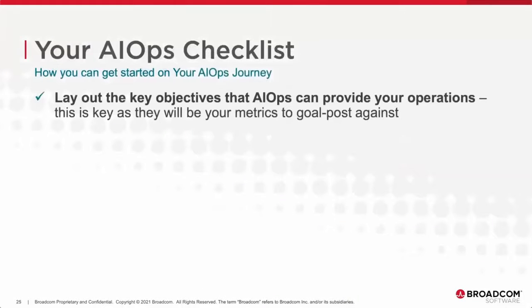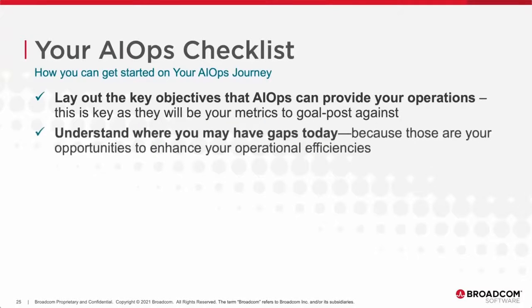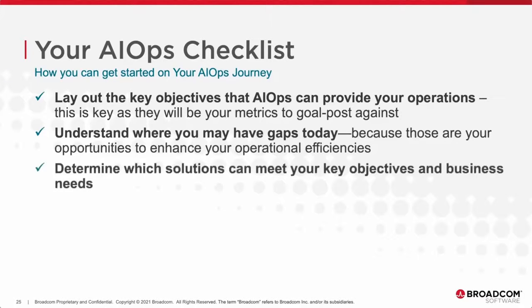So I mentioned we talked about an AIOps checklist. Let's go through it really quickly. First, lay out the key objectives that you have for AIOps so that it can enhance your operations, right? This is really important because these key objectives will be the metrics against which you goalpost to see your progress towards adoption of AIOps. Secondly, understand where you may have some gaps today. These opportunities are actually what's going to enhance your operational efficiencies, right? So understanding those gaps is very key. Third, determine which solutions can actually meet those first two items on our checklist, right?